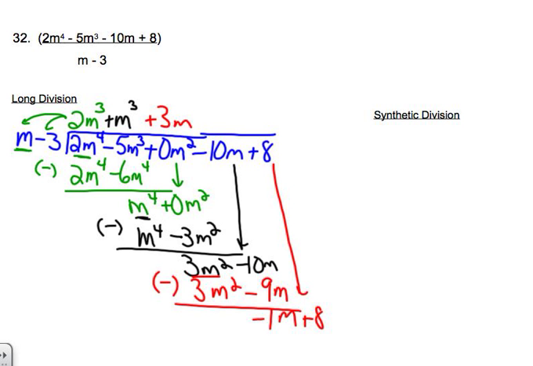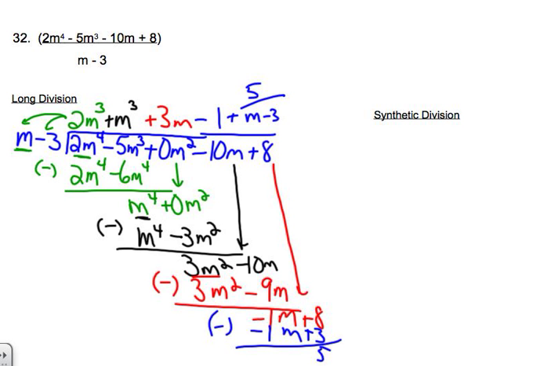M times what is negative 1m? That would be negative 1. So we get negative 1m. Negative 1 times negative 3 is a positive 3. And when you subtract, negative 1m plus 1m really gives 0. 8 minus 3 is 5. This 5 is your remainder, so you take your remainder over your divisor, which is m minus 3.